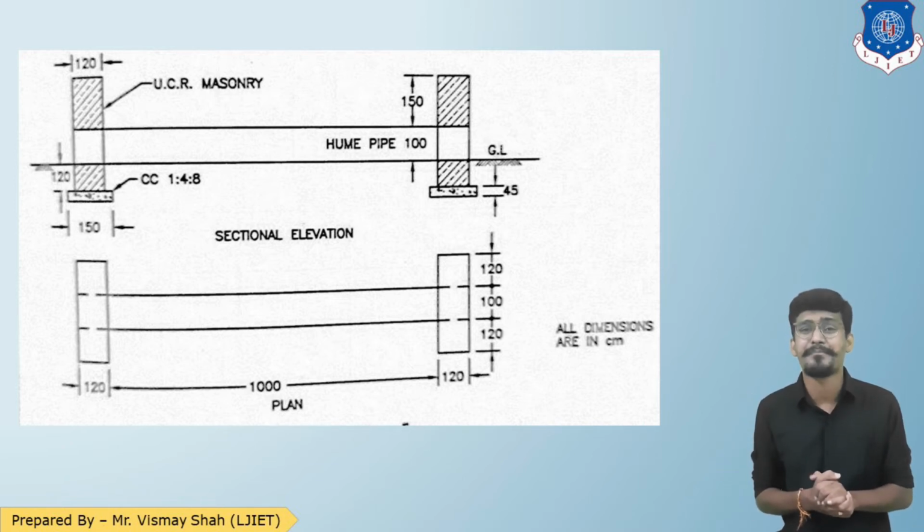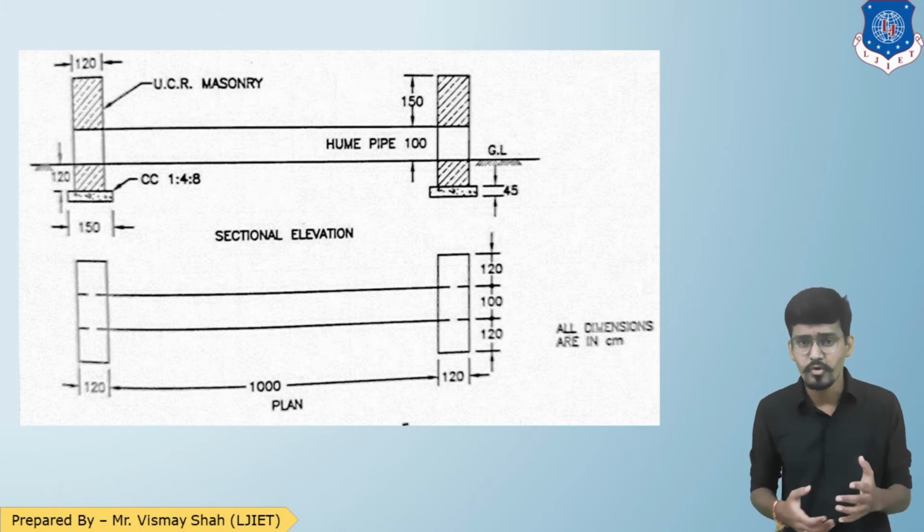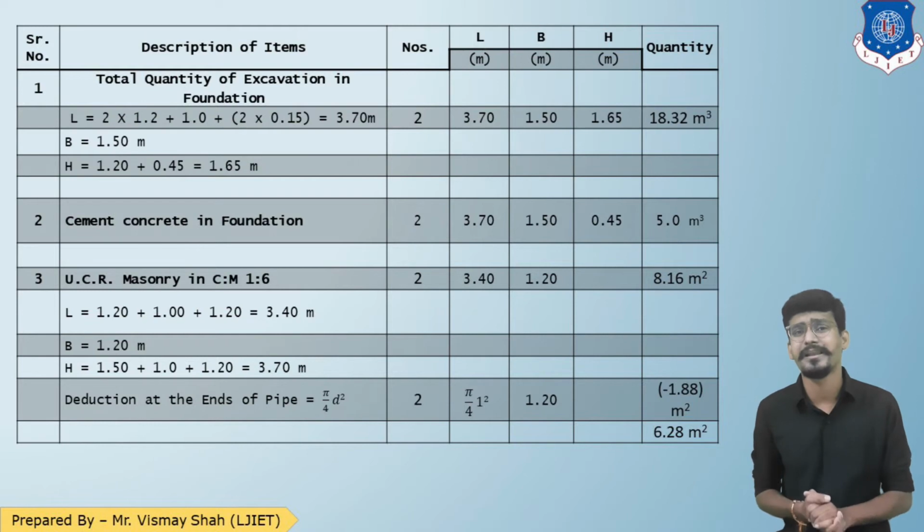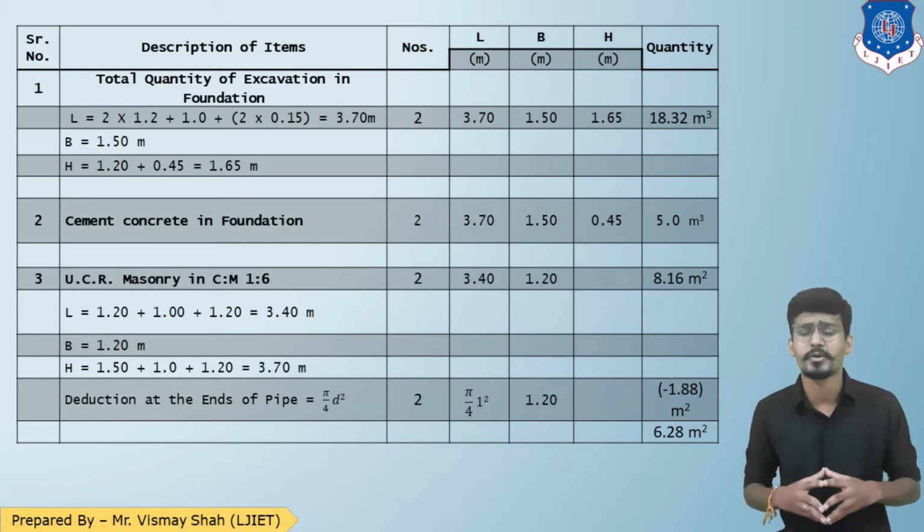So that will be pi by 4 d square into 2. So let us deduct those circles. So here is the deduction of the circles, and we'll get the final quantity. So this is how we can calculate the quantities of Hume pipe culvert. I hope we are very much clear up to this point.